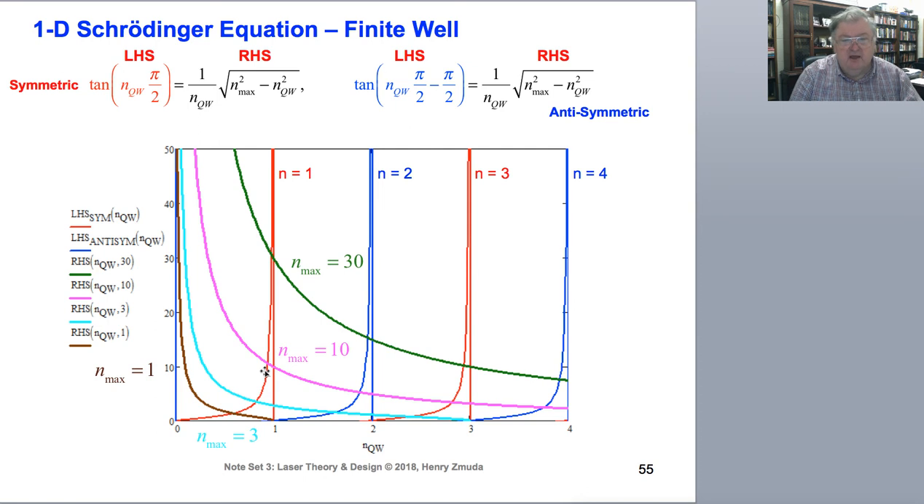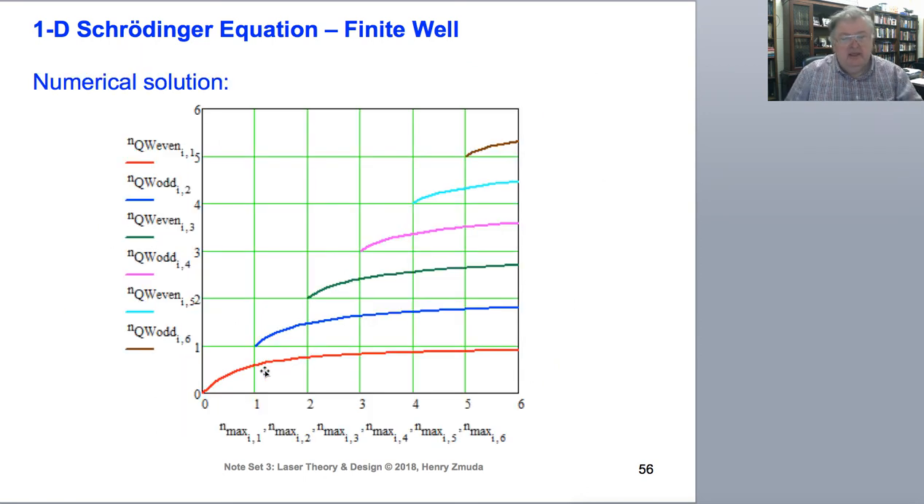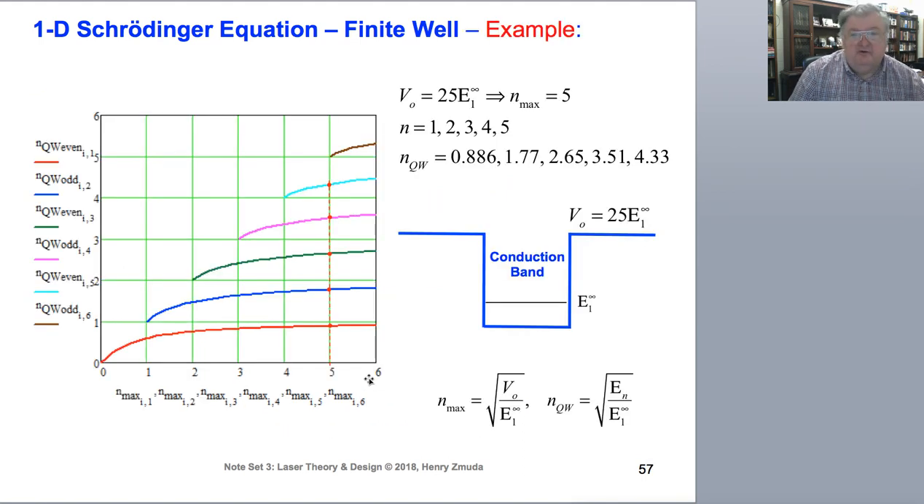So I went ahead and solved it. You have to do this yourself, of course. You're never going to get anywhere watching me do it. But here are my solutions for n quantum well over here, for first the even or symmetric case, and then the anti-symmetric, symmetric, anti-symmetric, symmetric, anti-symmetric. And n max is something you know. I have it on the next slide, for example.